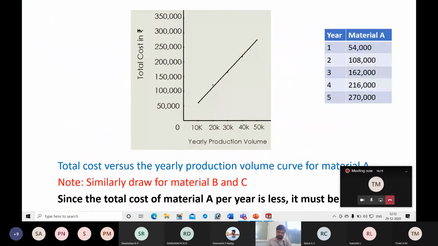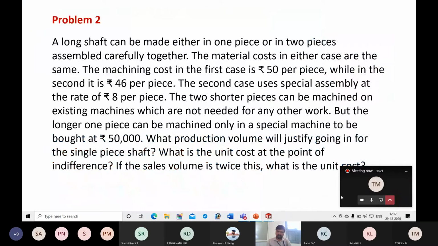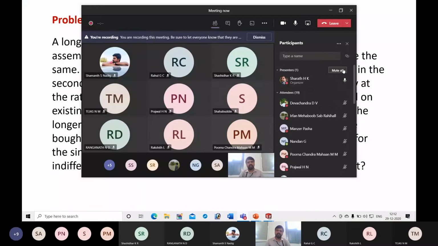Okay, this is about the first problem. If you have any doubt regarding the first problem, you can ask. Otherwise I will move on to the next problem.